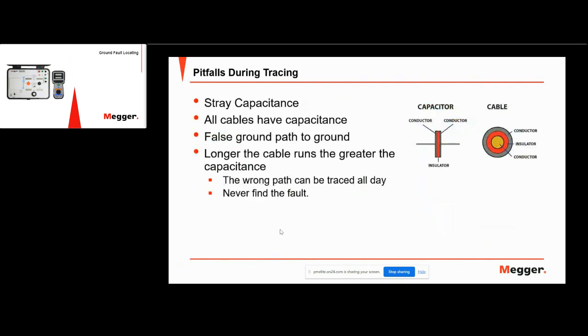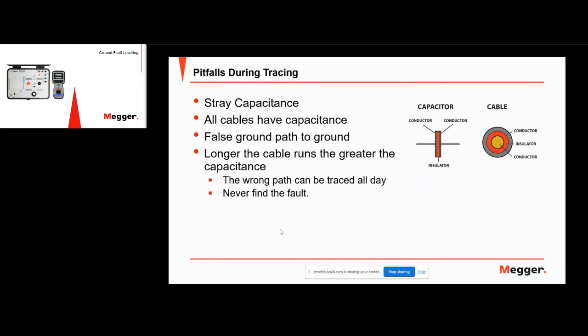So let's talk about stray capacitance for a little bit here. All cables have capacitance. If you think about it, let's think about what a capacitor really is. A capacitor is two conductors separated by an insulator. What's a wire? A wire is also two conductors separated by an insulator. So they are going to act like a capacitor. They'll have a large amount of capacitance in them.